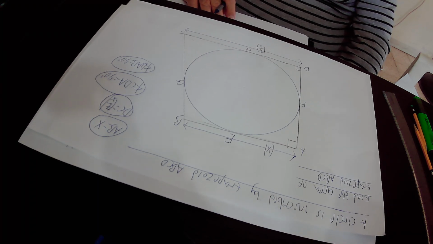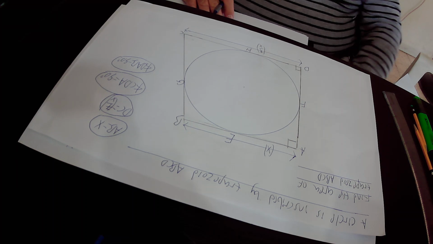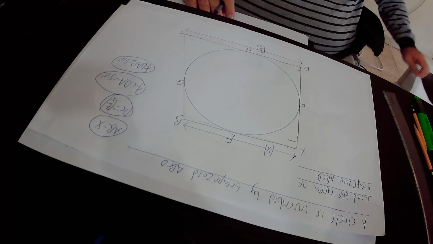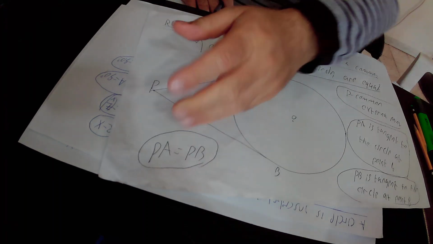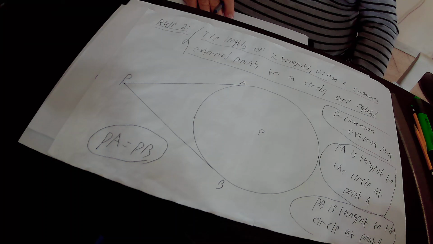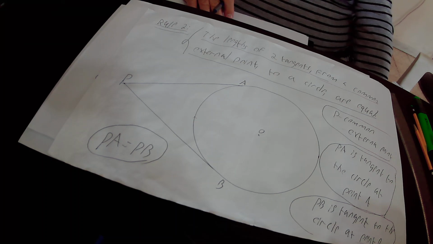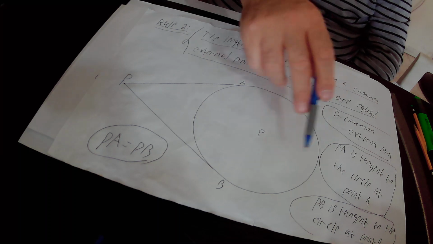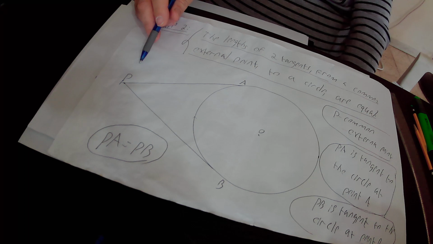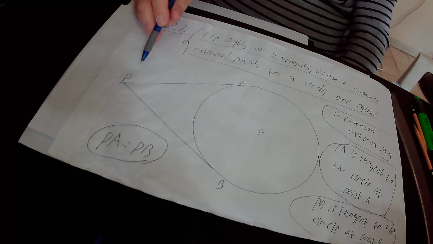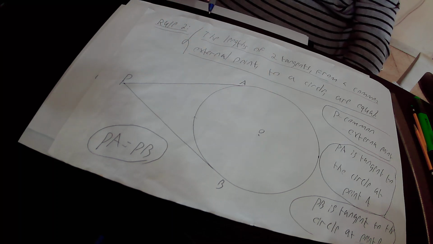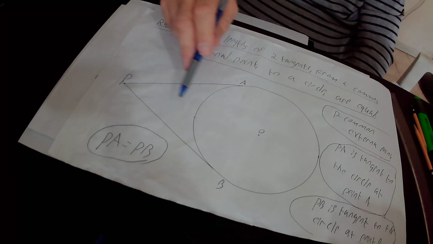So here we can implement rule 2. I'll repeat quickly on rule 2. According to rule 2, the lengths of two tangents from a common external point to a circle are equal. So in the drawing we have a circle, and this is the common external point P. From this point P we have two tangents to this circle, tangent PA and tangent PB. And according to rule 2, PA equals PB.